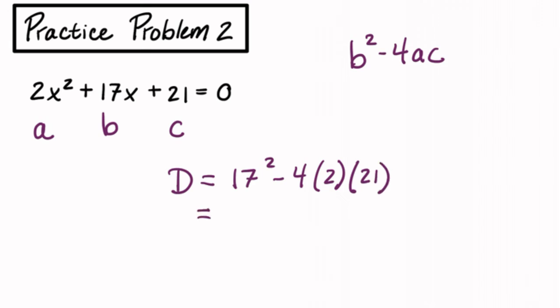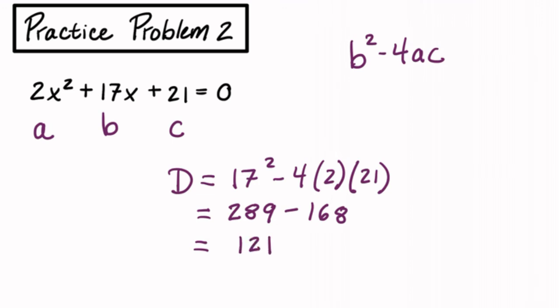All right, so 17 squared is 289. And 4 times 2 is 8. 8 times 21 is 168. I'm not doing that in my head. I calculated them ahead of time. 289 minus 168 is going to be 121.